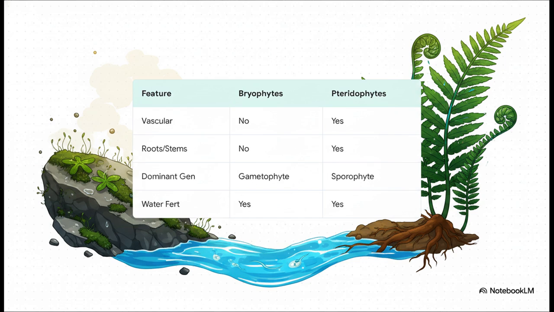But wait, there's a catch. Despite every single one of the fern's structural upgrades, they still share one ancient, unavoidable limitation with mosses. Both of them absolutely need a film of water to reproduce.